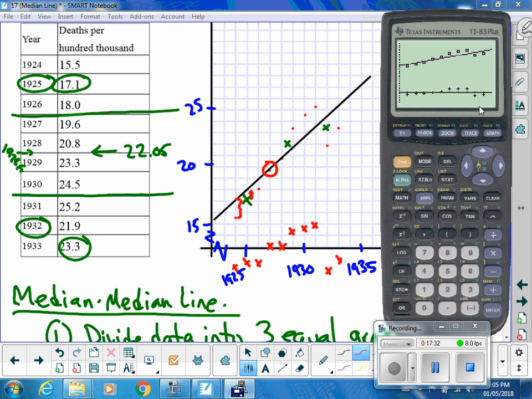So that's how you do median median line. On your current assignment, that's one of the questions: graph your data by hand and do median median line. So now you know how to do that.